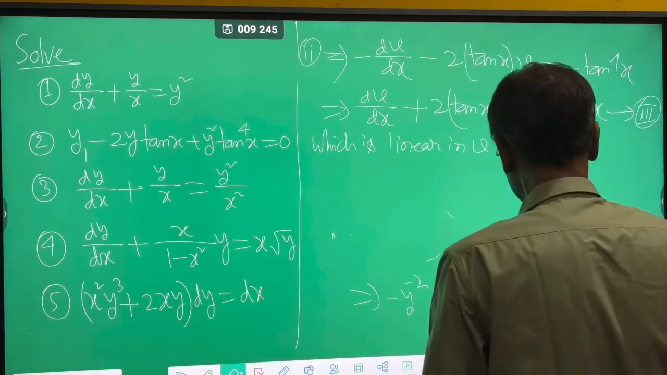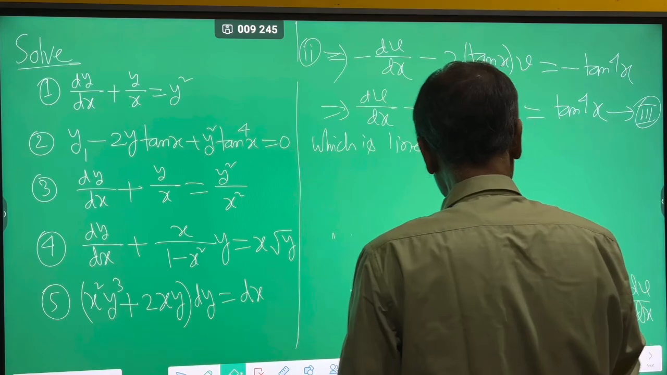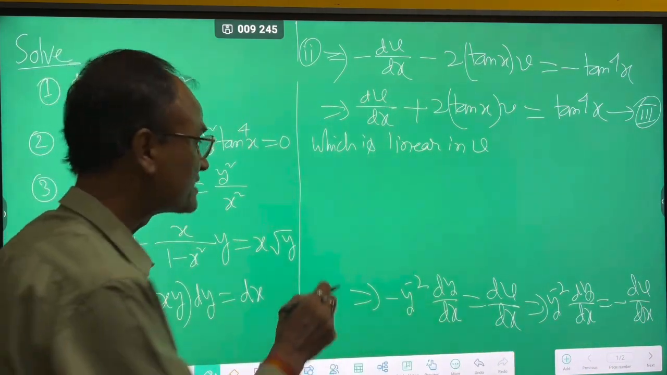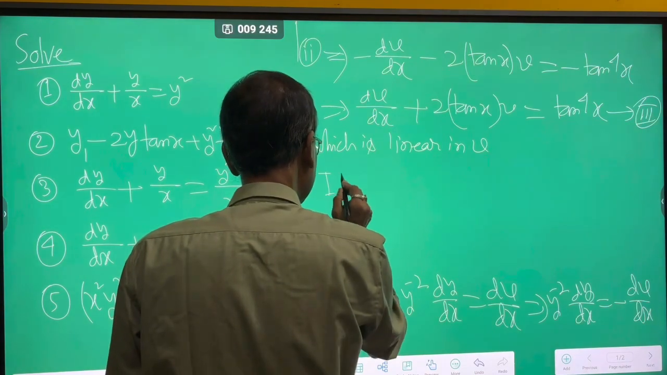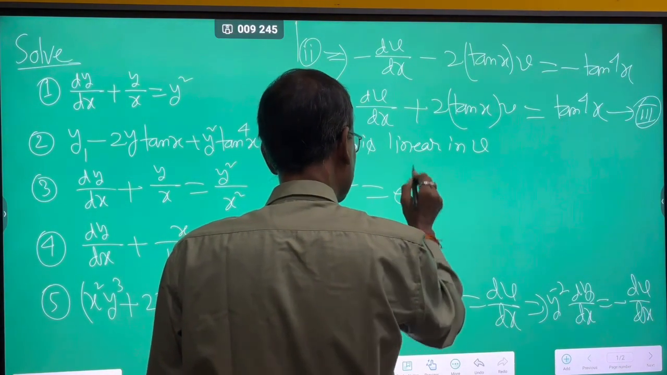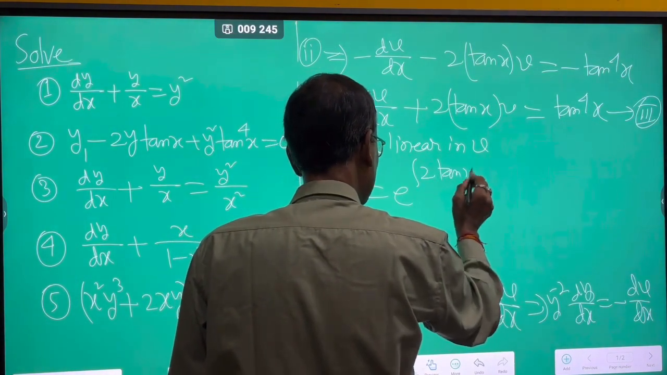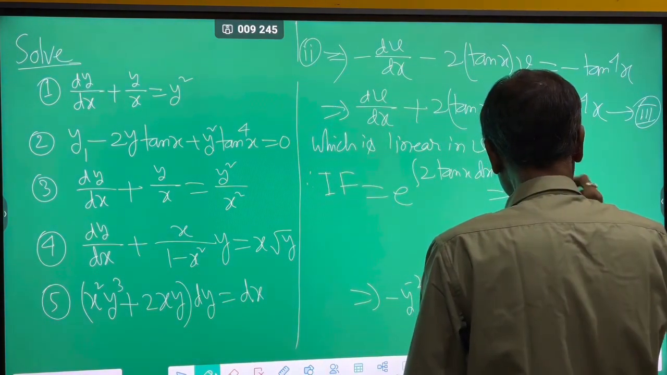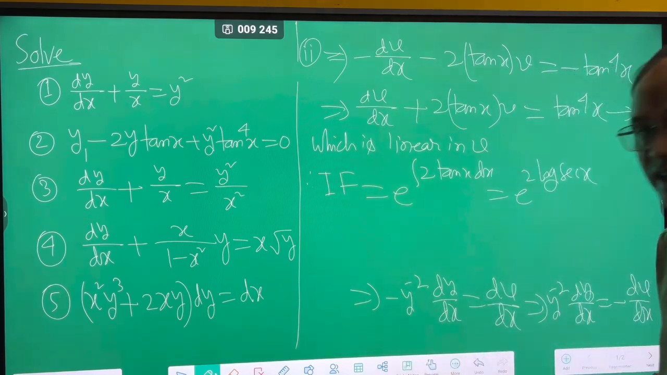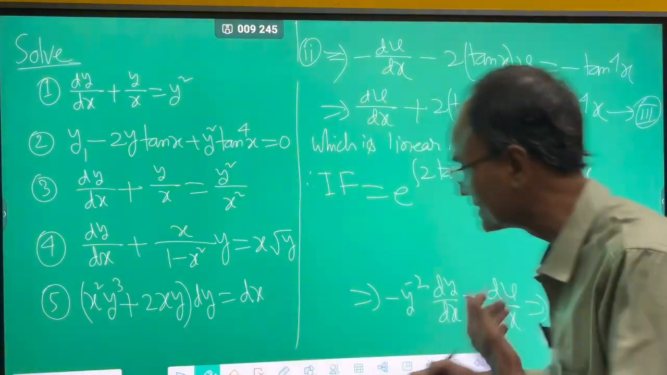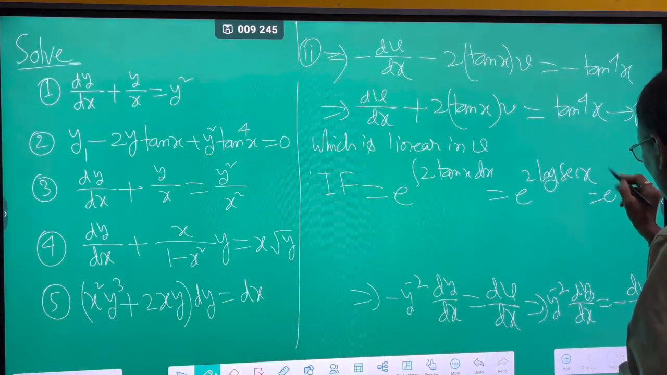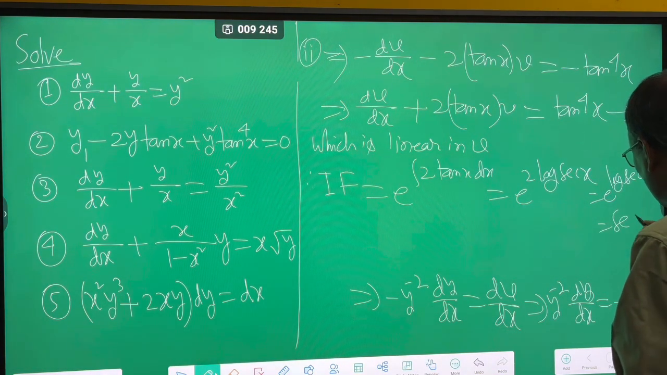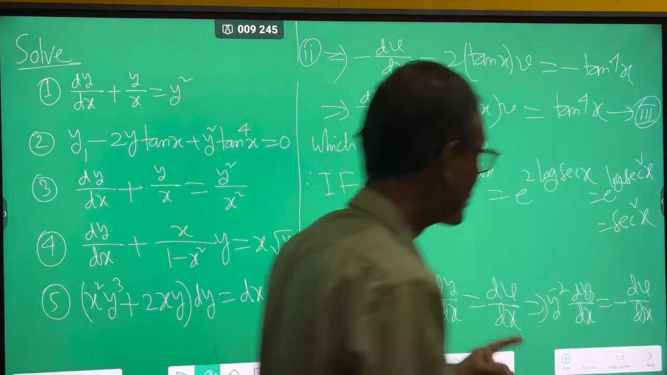Now, to solve linear differential equations, first you will have to find the integrating factor. Therefore, integrating factor equal to e to the power integral p dx, twice tan x dx, equal to e to the power twice log of sec x. Integration of tan x is log of sec x, so equal to e to the power log of sec square x. This is equal to sec square x.